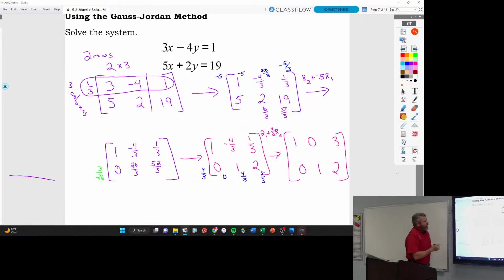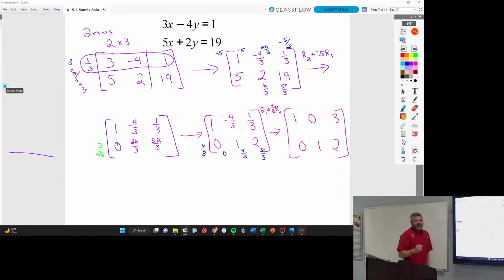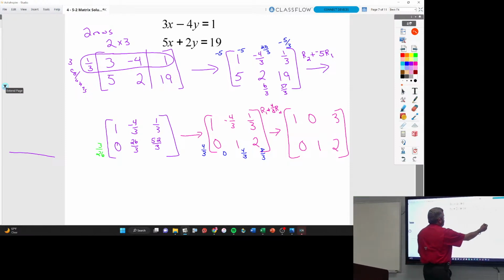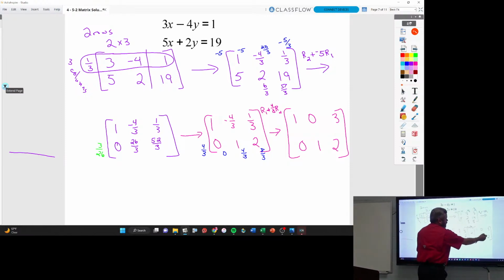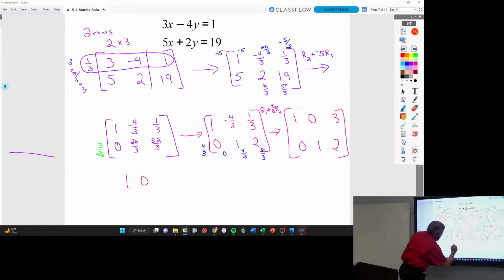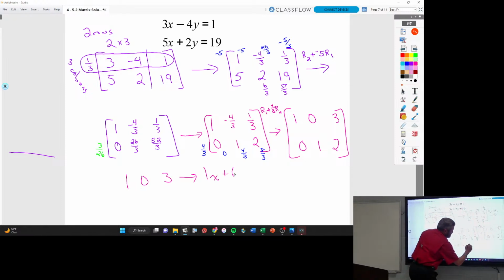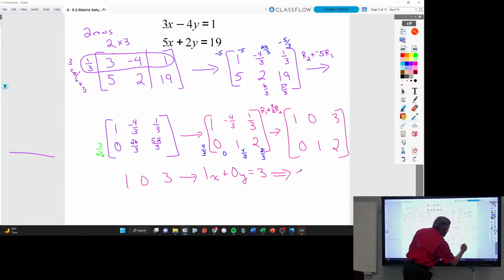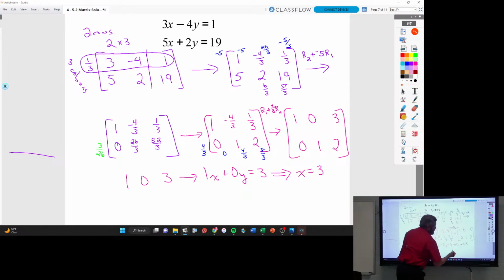Okay, I have now solved this system of equations. Remember that column 1 represents my x's, and column 2 represents my y's. So what this first line is, I've got this 1, 0, 3 on my first row. That means that 1x plus 0y equals 3. So basically, looking at that first row, I know that x equals 3.